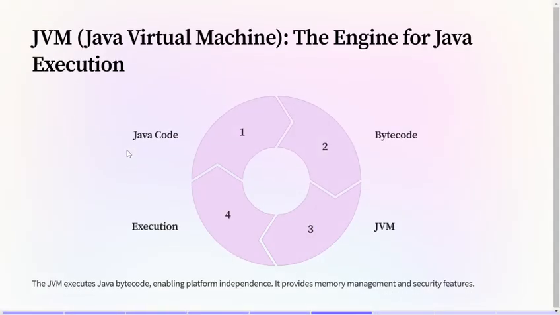Now let's see the overview of the JVM. The JVM is called the Java engine for Java execution. JVM executes Java programs. First is the Java code, which is converted into bytecode, and then the JVM translates the bytecode for further execution, and in the execution phase the program is run. It converts the Java bytecode into machine code and makes Java platform independent.